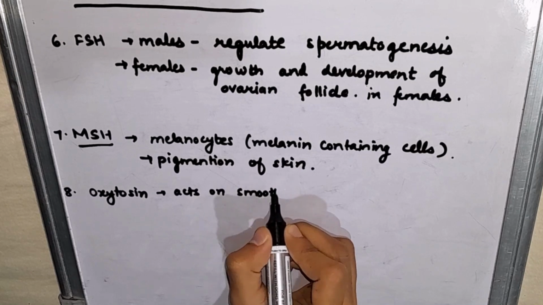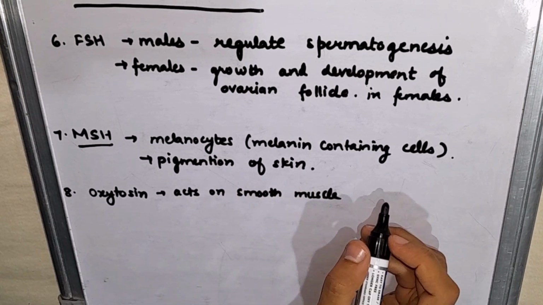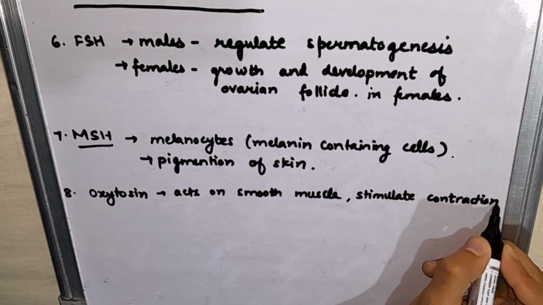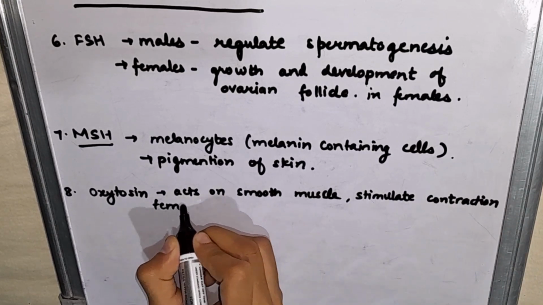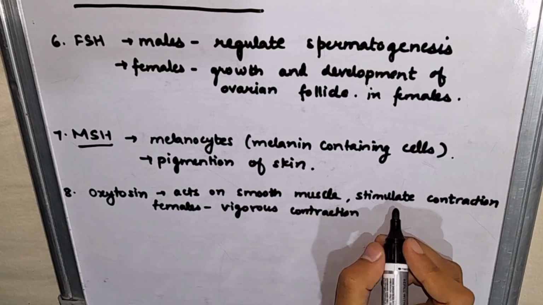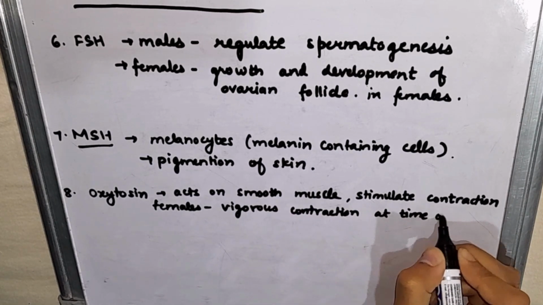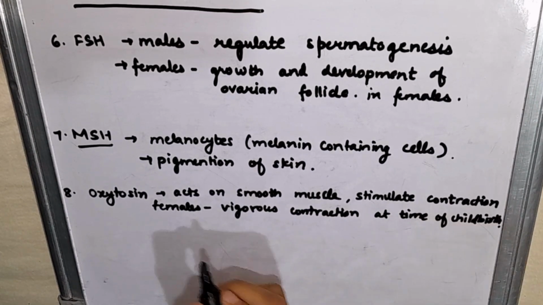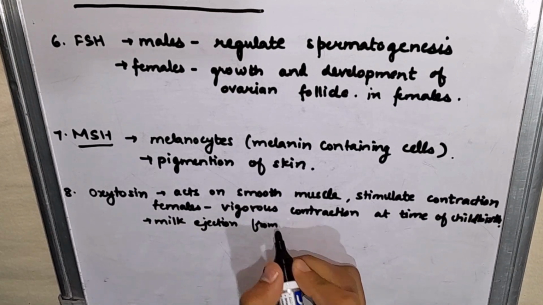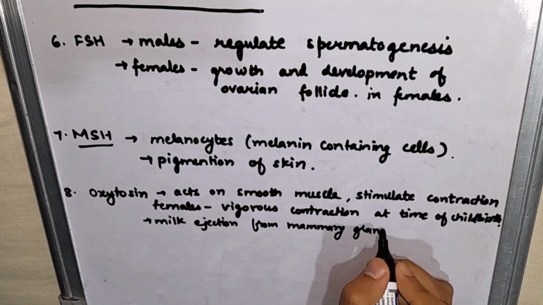Next is oxytocin. Oxytocin will act on smooth muscles and stimulate the contraction of these smooth muscles. And in females, oxytocin is responsible for vigorous contraction at the time of childbirth. Another important function of oxytocin is milk ejection from the mammary glands.